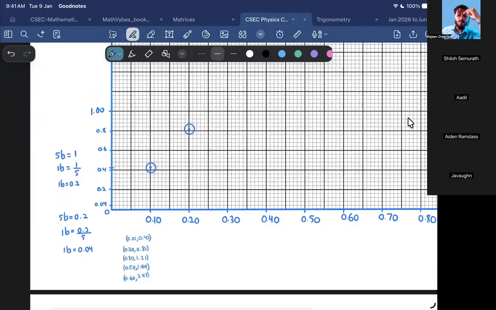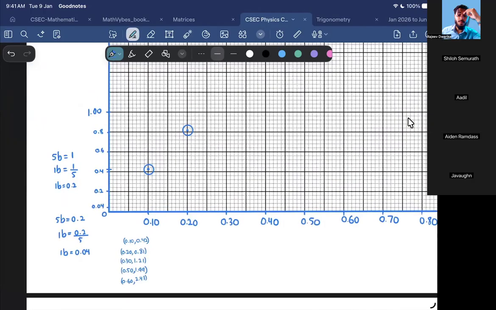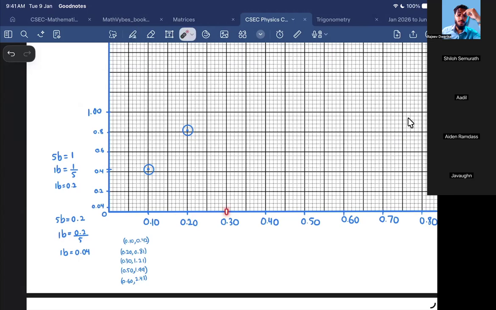Now help me with the other one. So Javon, I'm going to move to what on the x-axis? 0.3. 0.3, right? And I'm going to move up to what?